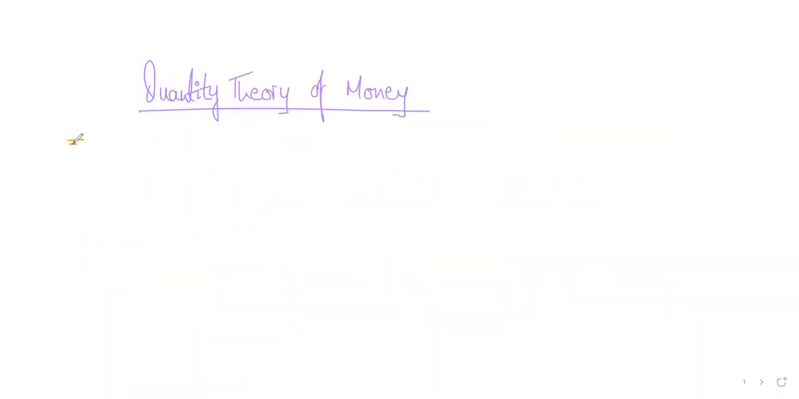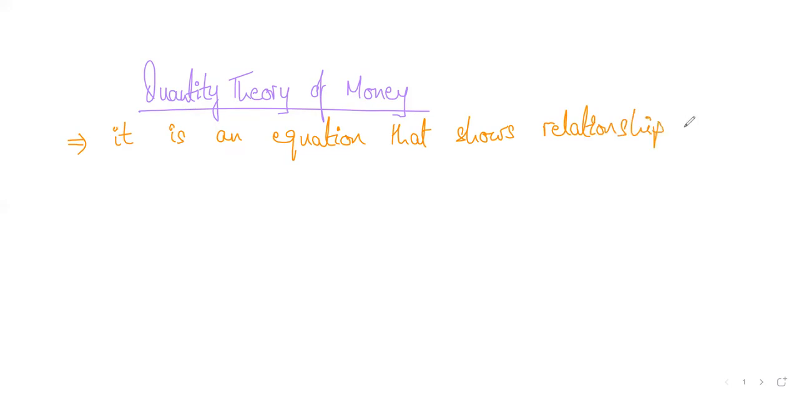Now coming to the formal definition of the quantity theory of money, it is an equation that shows a relationship between money supply and inflation in an economy, as simple as that. Okay, so before this, I was telling you one thing, just give me a second.